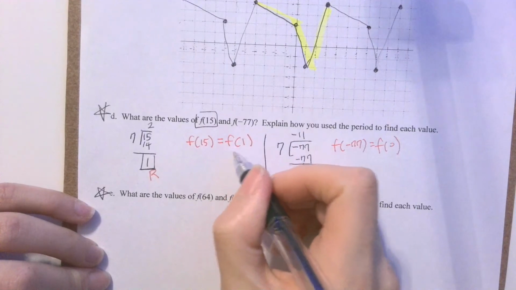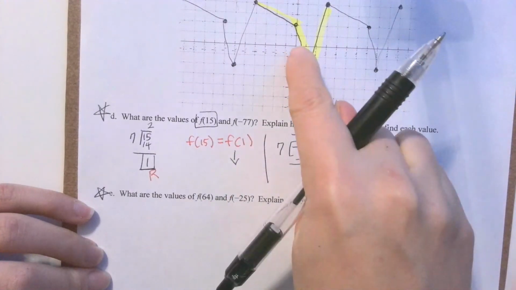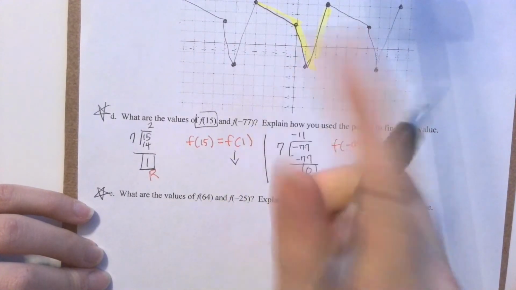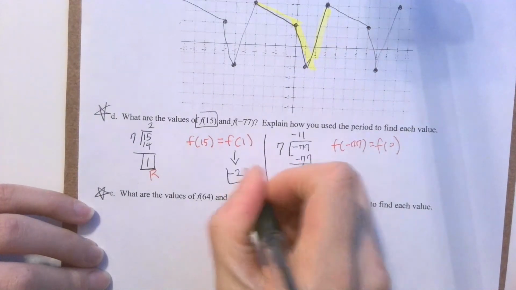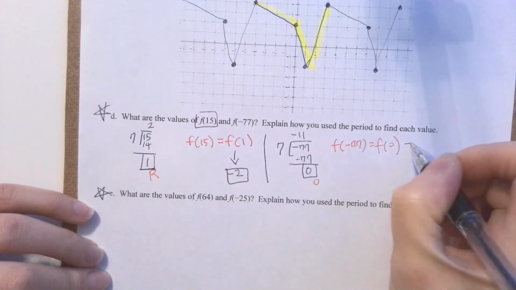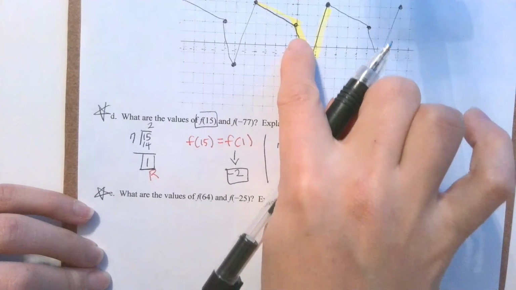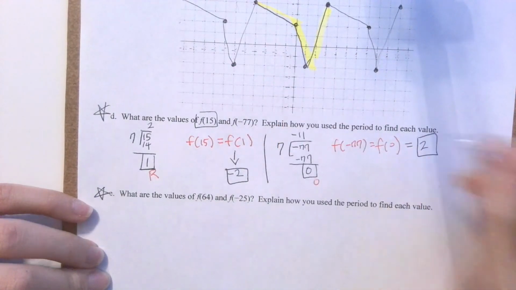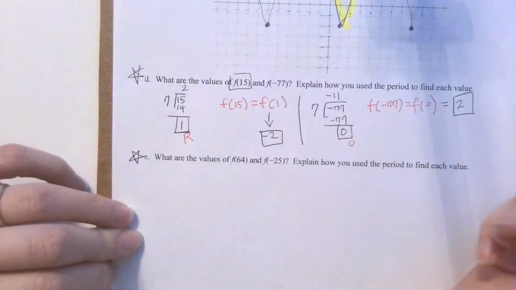So what is f of 1? f of 1 is negative 2. So the answer for the first one is negative 2. f of 0 is, when the x value is 0, the y value is 2. So that's how you do it. Okay, so let's keep practicing.